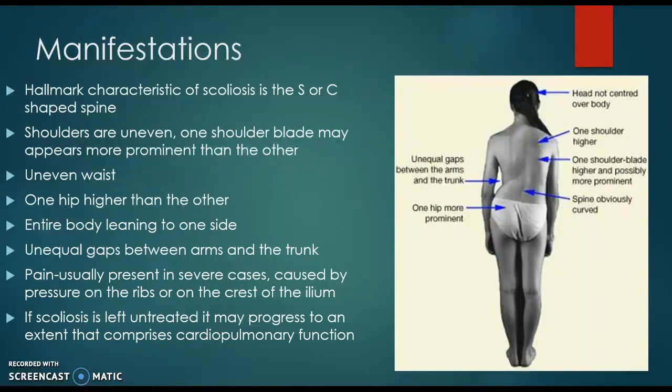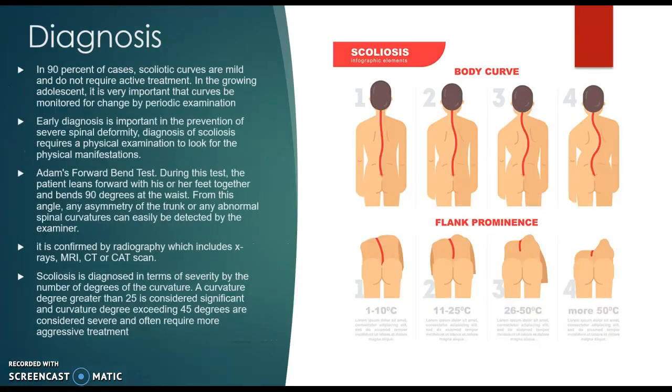Manifestations. The hallmark characteristic of scoliosis is the S or C-shaped spine. Other signs and symptoms include shoulders that are uneven, one shoulder blade may appear more prominent than the other, an uneven waist, one hip higher than the other, the entire body leaning to one side, unequal gaps between arms and the trunk, and pain. This is usually present in severe cases and is caused by pressure on the ribs or the crest of the ilium. If scoliosis is left untreated, it may progress to an extent that compromises cardiopulmonary function.